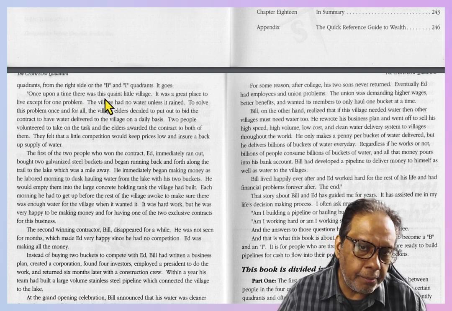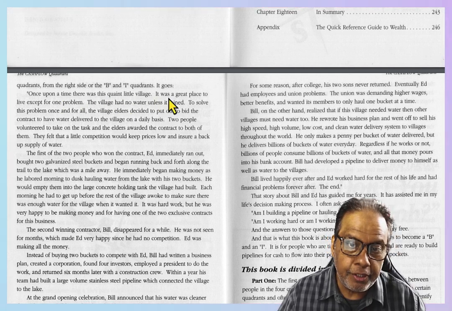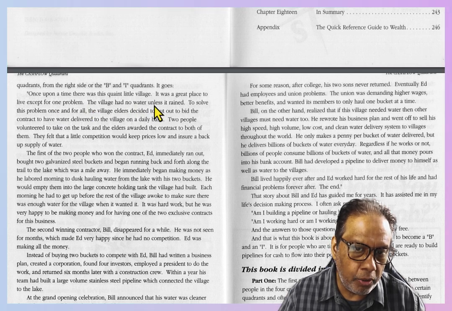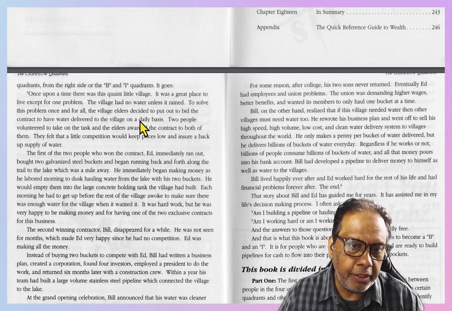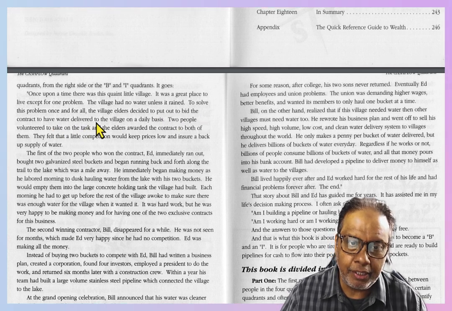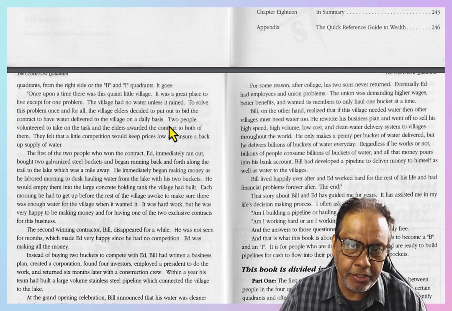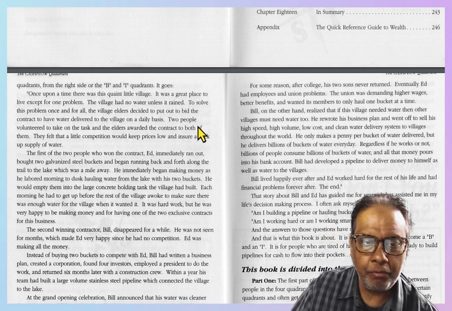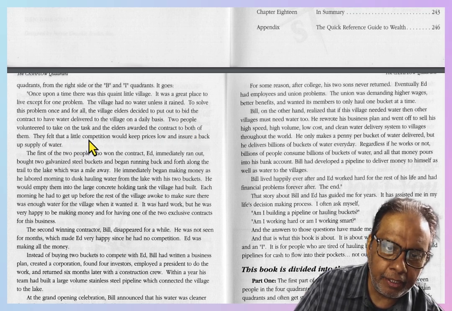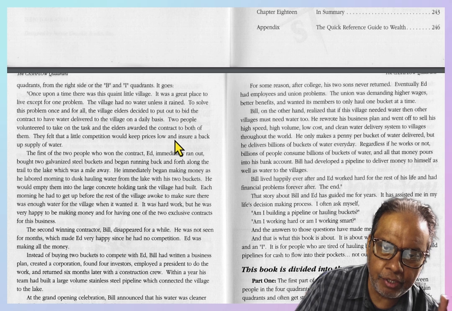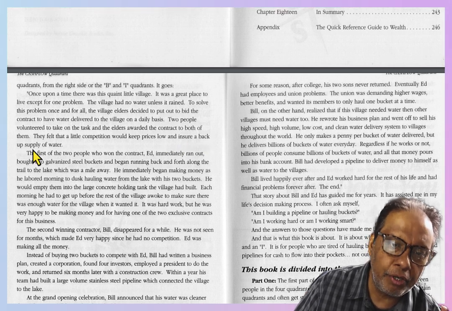Once upon a time, there was a quaint little village. It was a great place to live except for one problem. The village had no water unless it rained. To solve this problem once and for all, the village elders decided to put out a bid for a contract to have the water delivered to the village on a daily basis. Well, guess what? 2 people volunteered to take the task, and the elders awarded the contract to both of them. They felt that a little competition would keep the prices low and ensure a backup of the water supply.